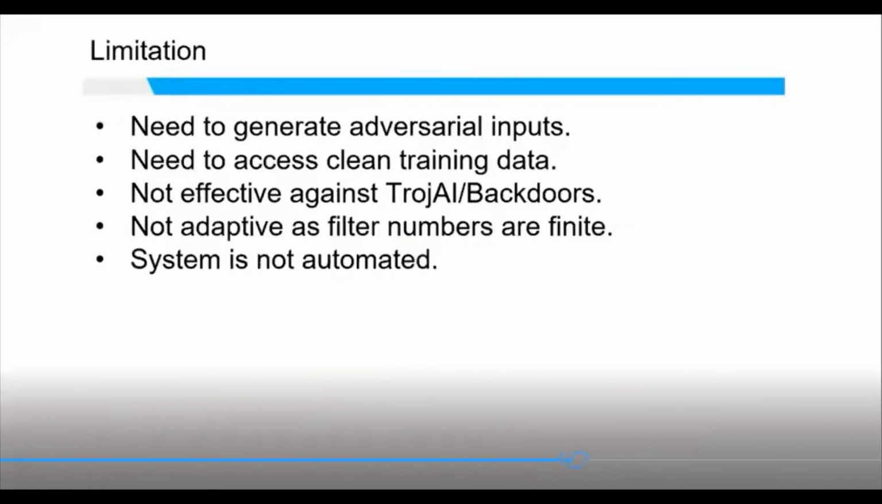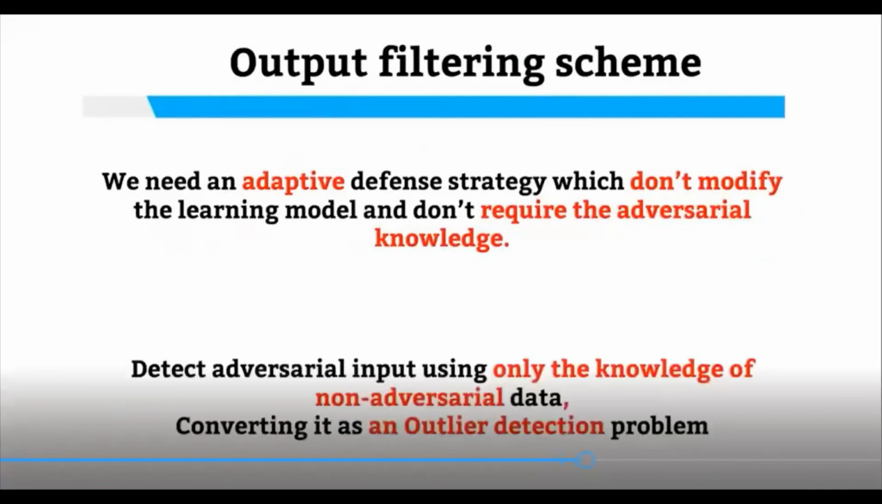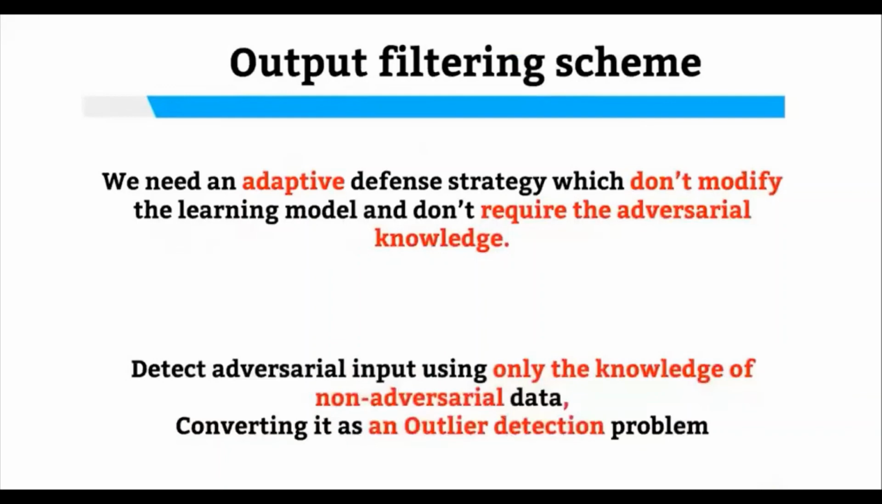So to remove those limitations, we worked on output filtering, and we think we need an adaptive defense strategy which doesn't modify the learning model and doesn't require adversarial knowledge. To do this, we converted the full problem into an outlier detection problem, where we only work on the clean data. We assume that we don't know anything about how adversarial inputs work. We will only have knowledge of the clean inputs.